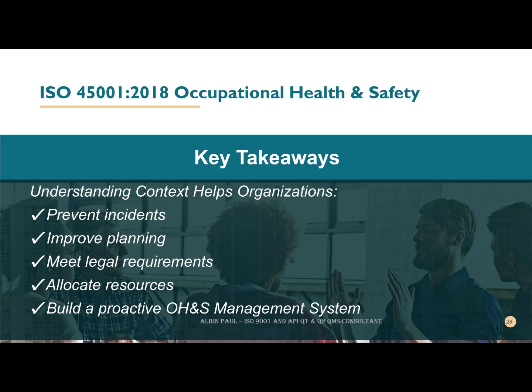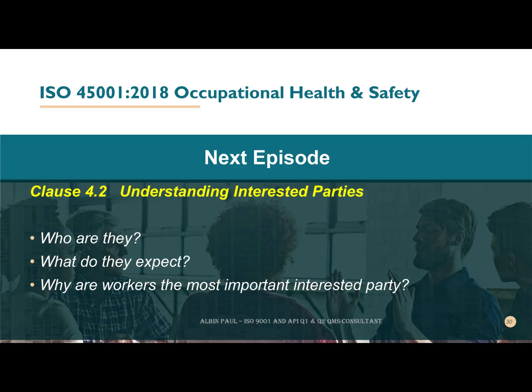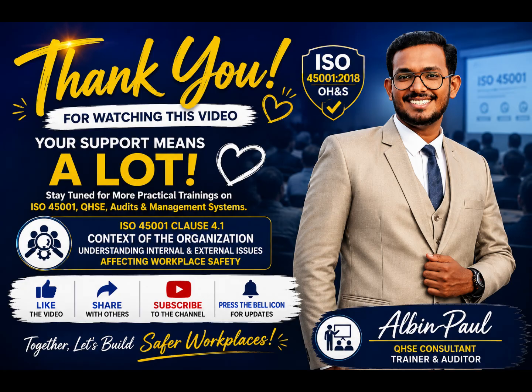When organizations understand their external and internal issues, they can make better decisions, identify risks earlier, allocate resources more effectively, and build a stronger occupational health and safety management system. Clause 4.1 lays the foundation for everything that follows in ISO 45001. In our next episode, we will explore another essential requirement of Clause 4, that is interested parties. We will learn who these interested parties are, why their needs and expectations matter, and why ISO 45001 places special emphasis on workers as one of the most important stakeholders in any occupational health and safety management system.